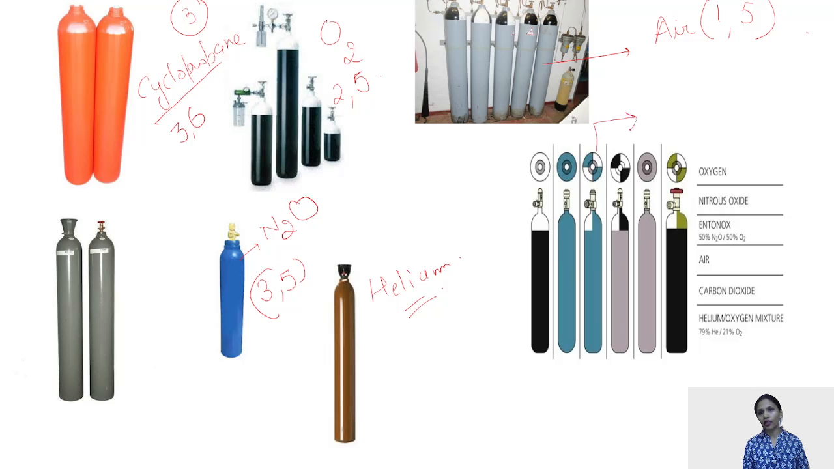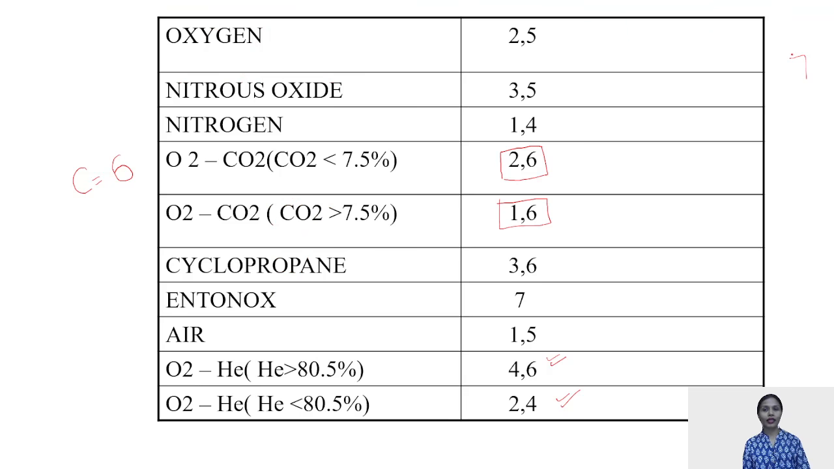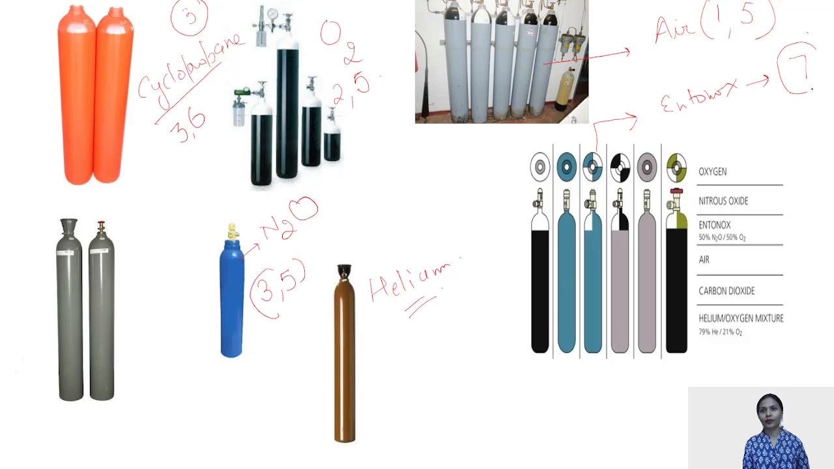This one, the third one, which is blue body with blue and white squared shoulder, is a mixture of nitrous and oxygen, which is your Entonox. And the pin index of Entonox is 7. Yes, this has a special pin index of 7. Good. And last but not the least is your heliox cylinder, which is black body with brown and white squared shoulder. This is your heliox. So this is a quick recapitulation of your cylinders.